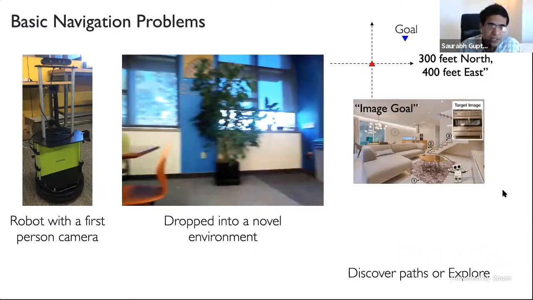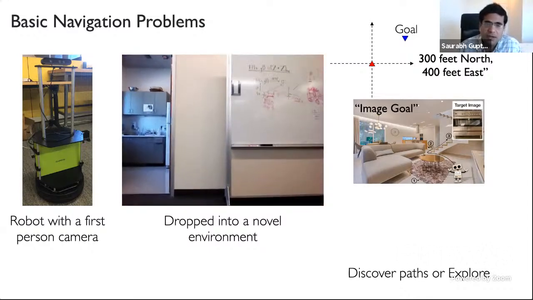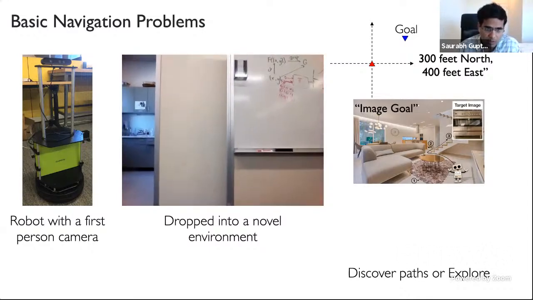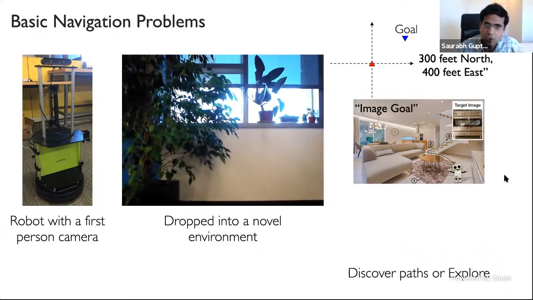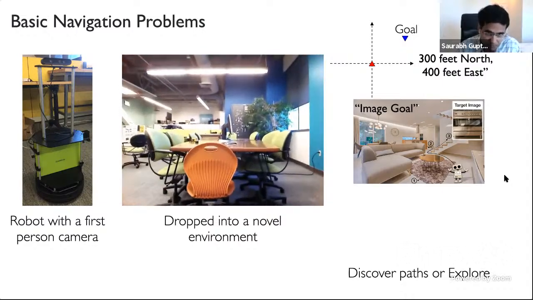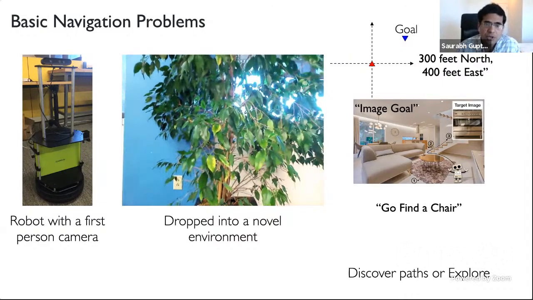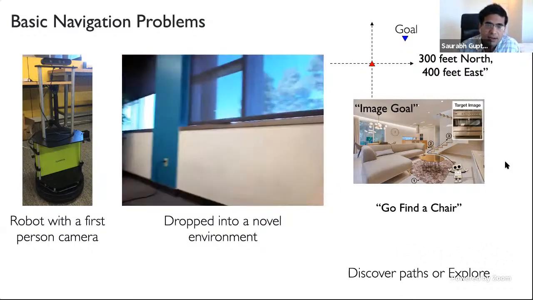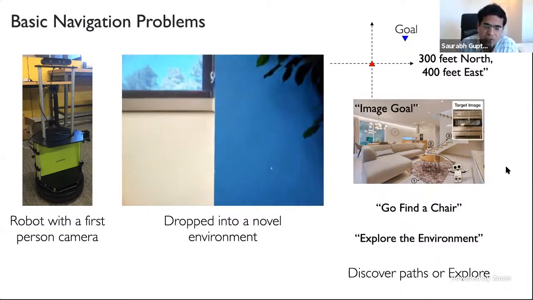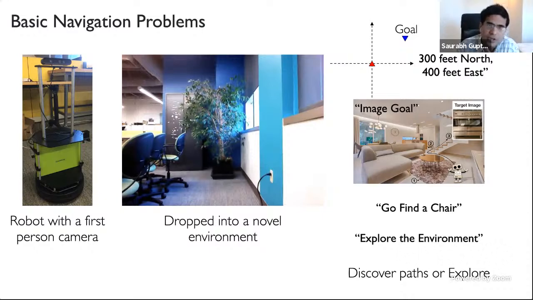Or we could specify the goal in slightly different ways. We can give it an image of a target location, and we want this robot to automatically go to the location from which this image was taken. Or it could be an object goal, where we ask this robot to go and find a chair, right? That could be another goal. Or it could be a loose goal, which is just go and explore the environment, build a map for it, or something like that.